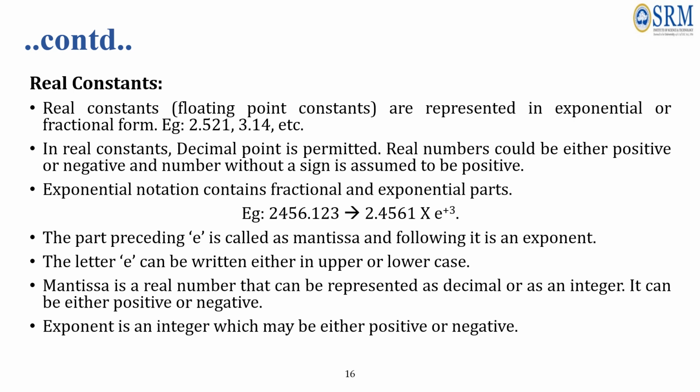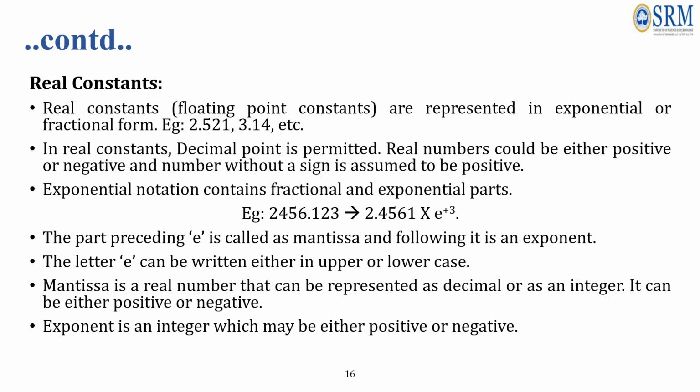as a positive value. Exponential notation for a real constant is like this: 2456.123 is a fractional number that can be represented in exponential form as 2.4561 x e to the power plus 3. So what does it refer to? Here the part preceding e is termed the mantissa part, and the part after e is known as the exponent part. So here 2.4561 is the mantissa part and plus 3 is the exponent.